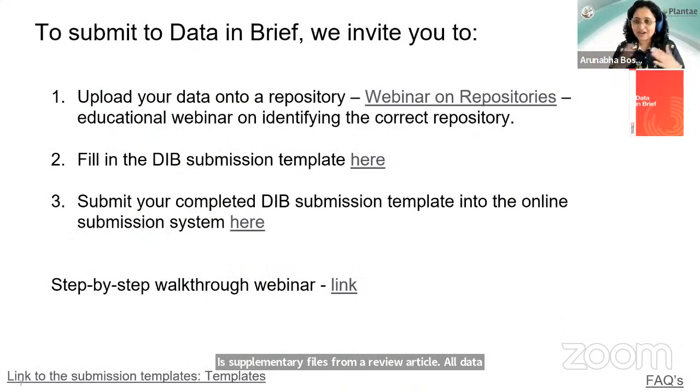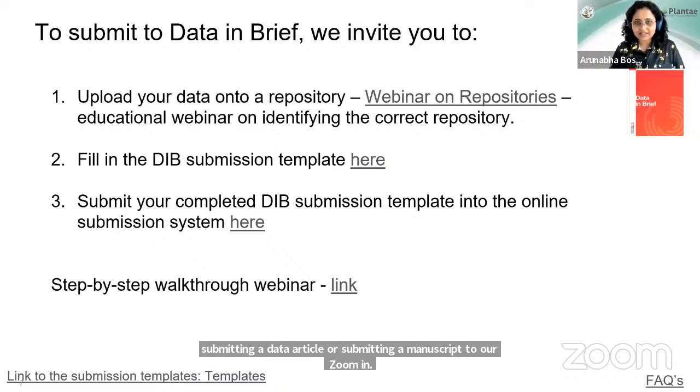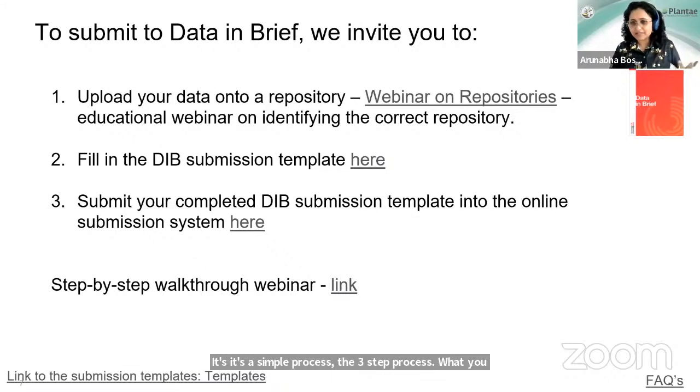And let me just walk you through how you can go through submitting a data article or submitting a manuscript to our journal. It's a simple process. It's a 3-step process. What you do first is you upload your data into a repository. I'll talk a little bit about repositories later. We have a webinar on repositories, an education webinar that can help you identify the correct repository.